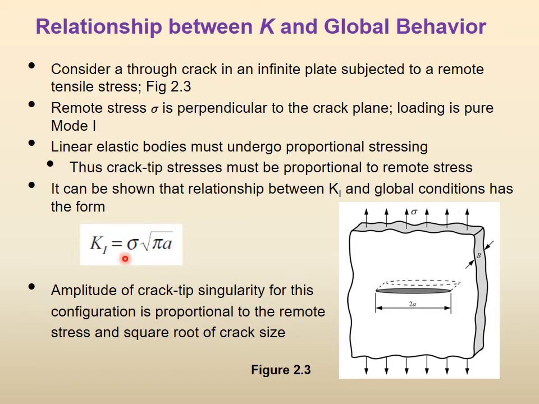Of course, here we are not even showing the Y for now. Y is the geometry factor. The amplitude of the crack tip singularity for this configuration is proportional to the remote stress and the square root of the crack size, right? So Y can be another constant, but K1 is directly proportional to sigma and K1 is directly proportional to the square root of A, isn't it? So it is proportional to the remote stress and it is proportional to the root of the crack size.